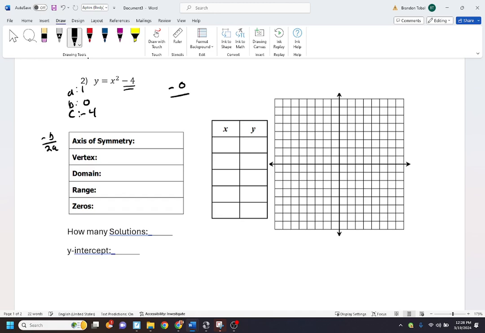So negative 0 over 2 times 1. Remember, because I know it's 0, I don't care. So it's going to be 0. So the axis of symmetry is 0, which gives me the x of the vertex is 0. Is there such thing as negative 0? No, it's just 0.